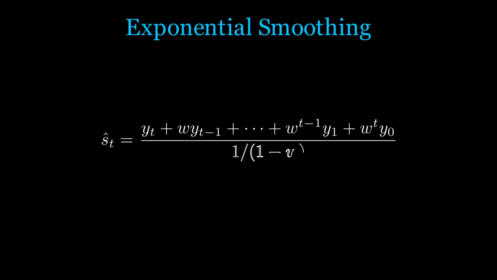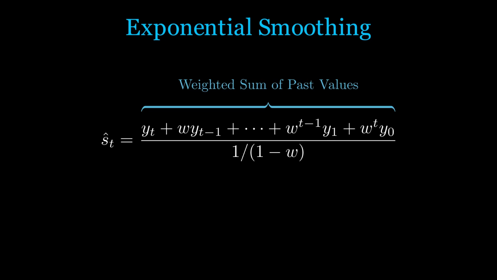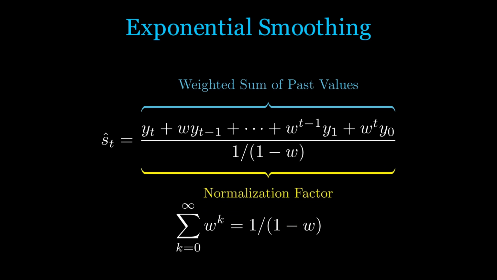Mathematically, the exponentially smoothed estimate is represented by this formula. The numerator is the weighted sum of all past values, where the weights are decreasing exponentially. Using the formula for the sum of a geometric series, we get that the sum of the weights is 1 divided by 1 minus the weight factor. So to normalize the weights, we divide the entire formula by the sum of the weights.